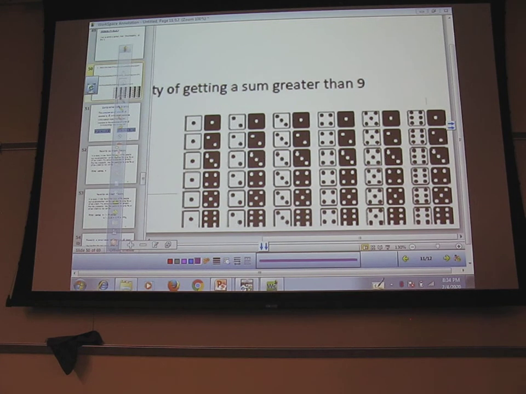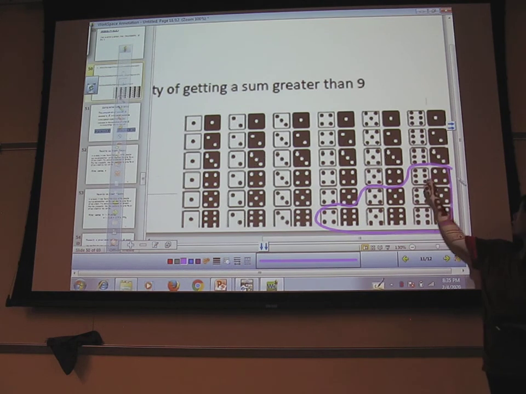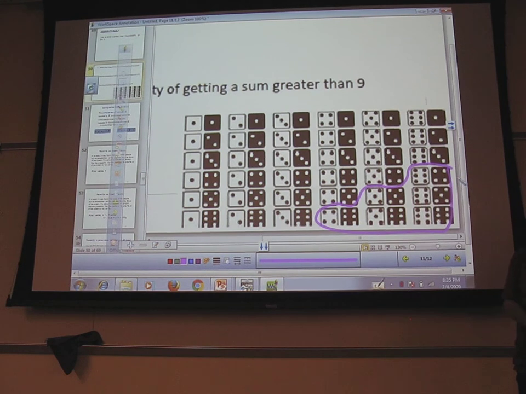Are you guys on board with me? So the ones that are greater than 9 are these 6 here. Right? 10, 10, 10, 11, 11, 12. So these 6 out of how many? 36. And I'm just going to simplify that to 1 over 6 to make my math a little bit easier later on. Okay, so then we'll move on to our actual problem.